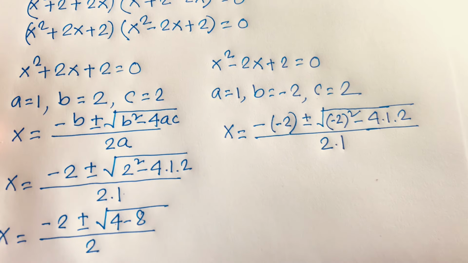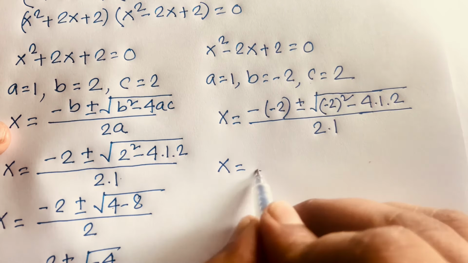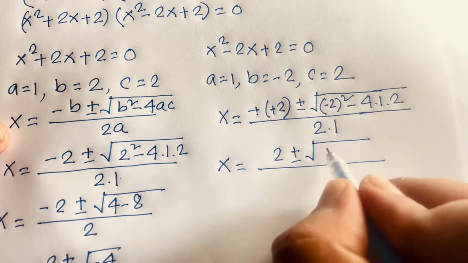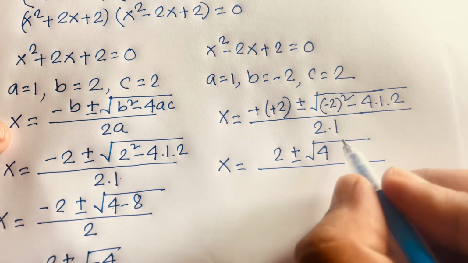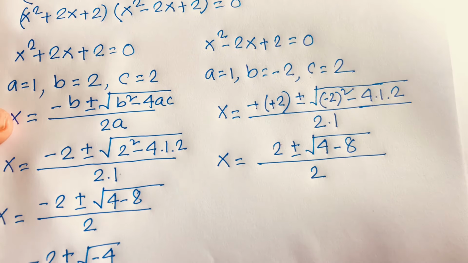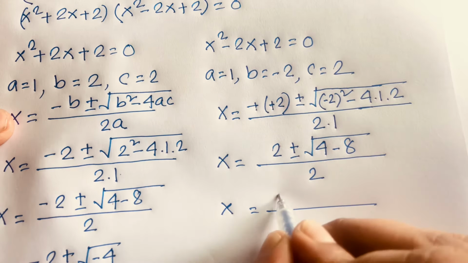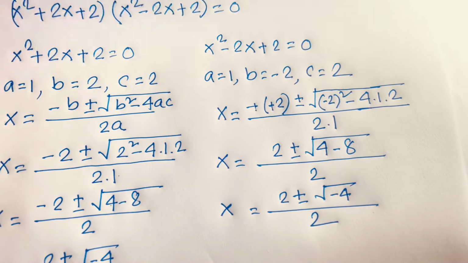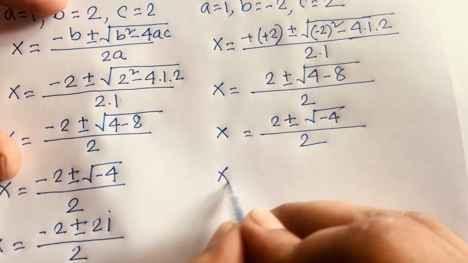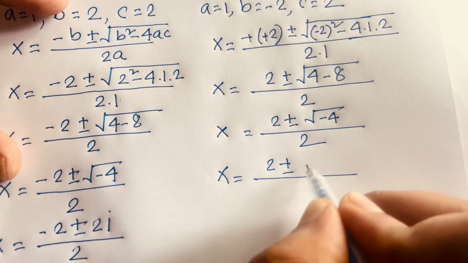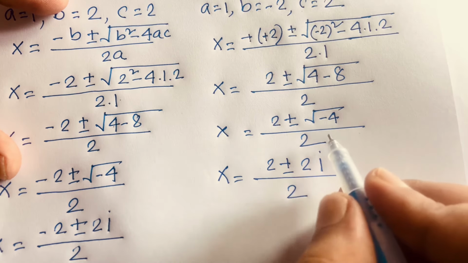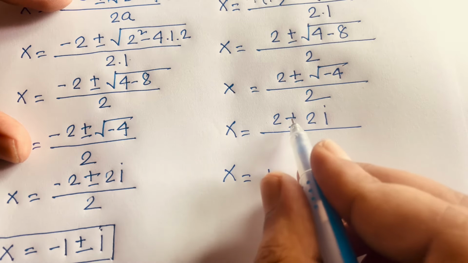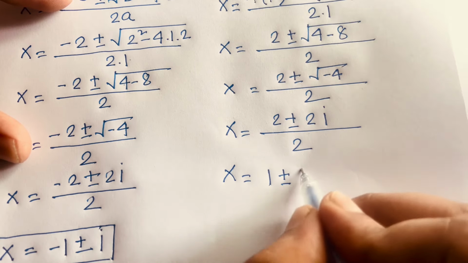Now x is equal to minus minus, which will be plus 2, plus minus square root of 4, because minus 2 whole square is positive 4, minus 8 over 2. Then x is equal to 2 plus minus square root of minus 4 over 2. The square root of minus 4 is 2i, so x is equal to 2 plus minus 2i over 2. If I divide by 2, x is equal to 1 plus minus 2 divided by 2, which is i.